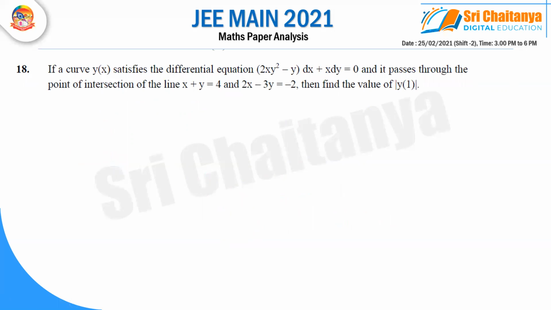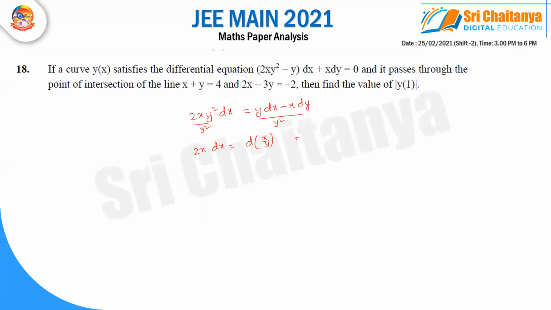Next, they give a differential equation. So I will write 2xy square dx equal to y dx minus x dy. This is an exact differential. So I will multiply and divide by y square both sides. So I will be getting 2x dx equal to d of x by y.